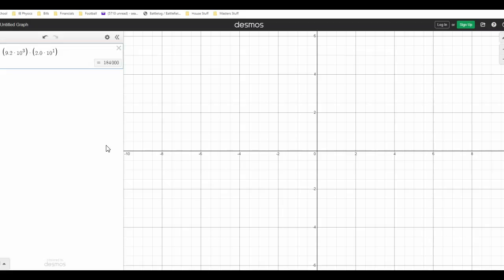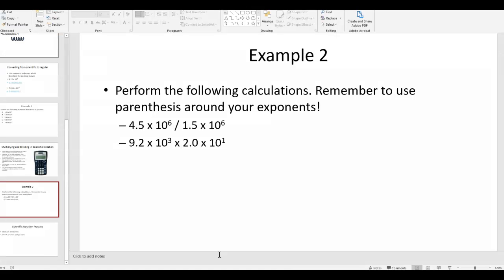Either you're using the Desmos calculator or you're using another TI calculator. If you're using a TI calculator, that's fine, but you still need to put parentheses around each thing that you're multiplying and each thing that you're dividing. A lot of the calculations we're going to do in this unit involve multiplying and or dividing numbers in scientific notation, so it's really important that you understand how to do that correctly. So hopefully you got both of those answers.